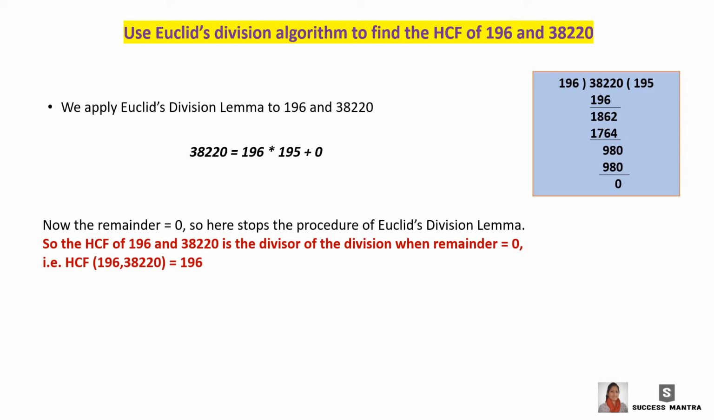Since the remainder is 0, we stop the procedure here and we find that the HCF of 196 and 38220 is the divisor of the division when the remainder is 0. That is 196 is the HCF of the given two numbers.